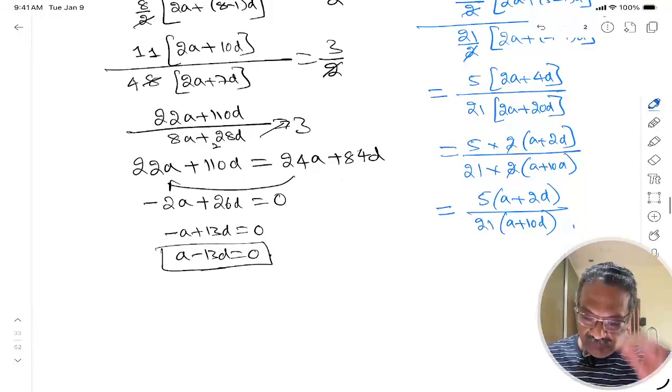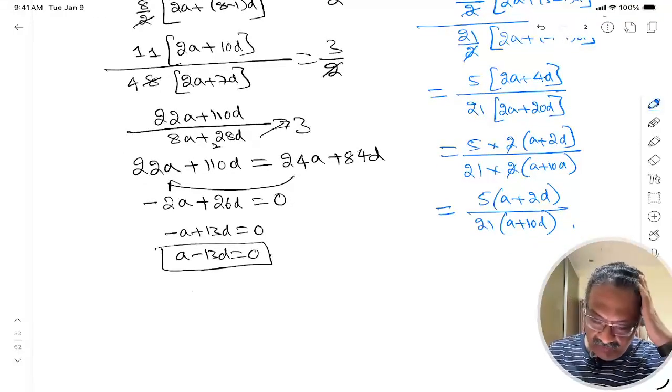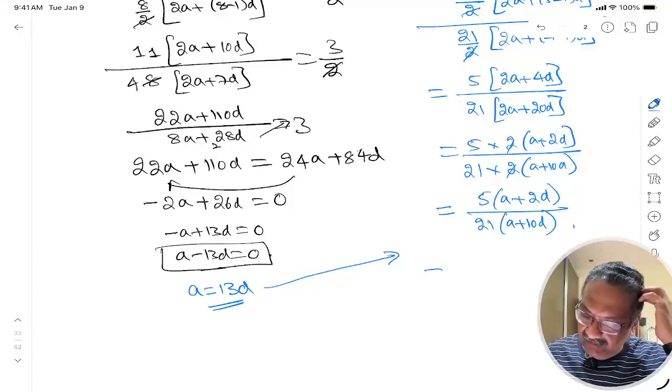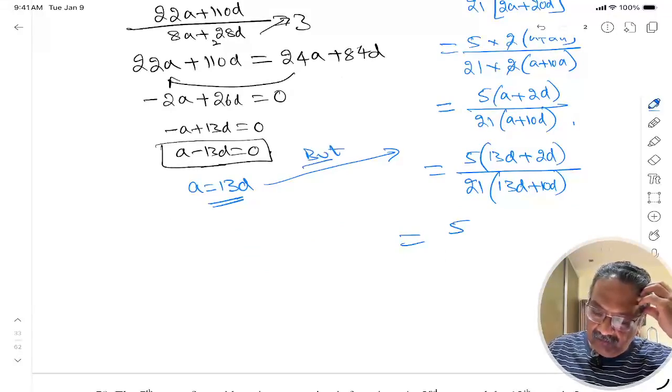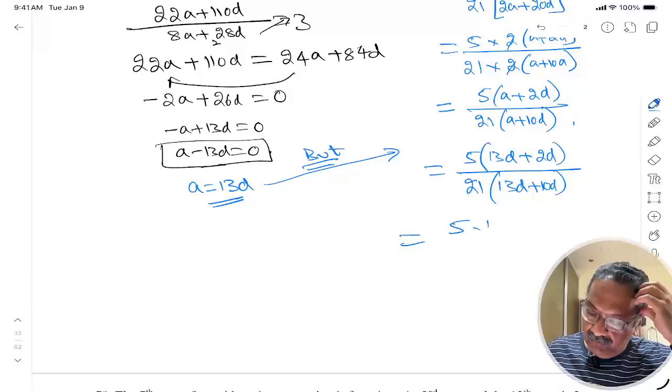But we know a minus 13d is 0, so a is equal to 13d. Let us put this here. This becomes 5 into 13d plus 2d divided by 21 into 13d plus 10d, which is 5 into 13 plus 2, 15d, divided by 21 into 23d. D and D get cancelled.